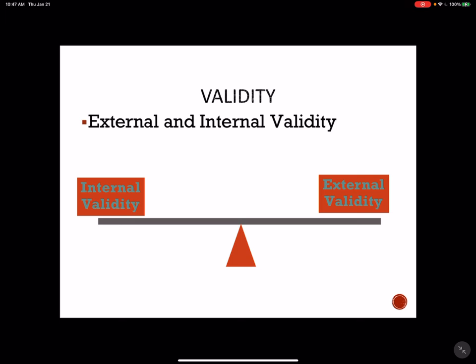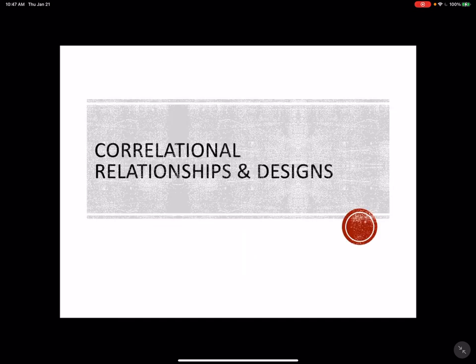So external validity tells us that variables A and B are related in the real world, that in real life, if we look in the population, that's what we're going to find. Internal validity tells us that the relationship between A and B is a causal relationship. I think that's it. Yeah, there, I finally made it do it. That's my little seesaw that shows that they have a reciprocal relationship.